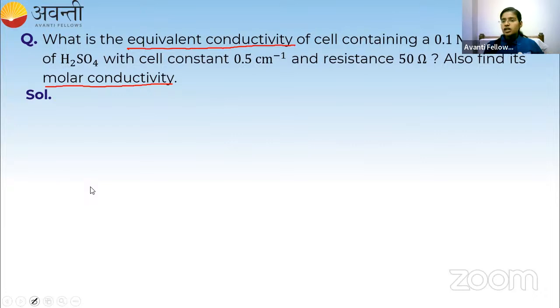And we are provided with the concentration in terms of normality of the H2SO4 solution, its cell constant G star, and the resistance. So these are the given terms. From these three given terms, we have to find lambda EQ and lambda M. So how to approach this? Any idea for anyone?